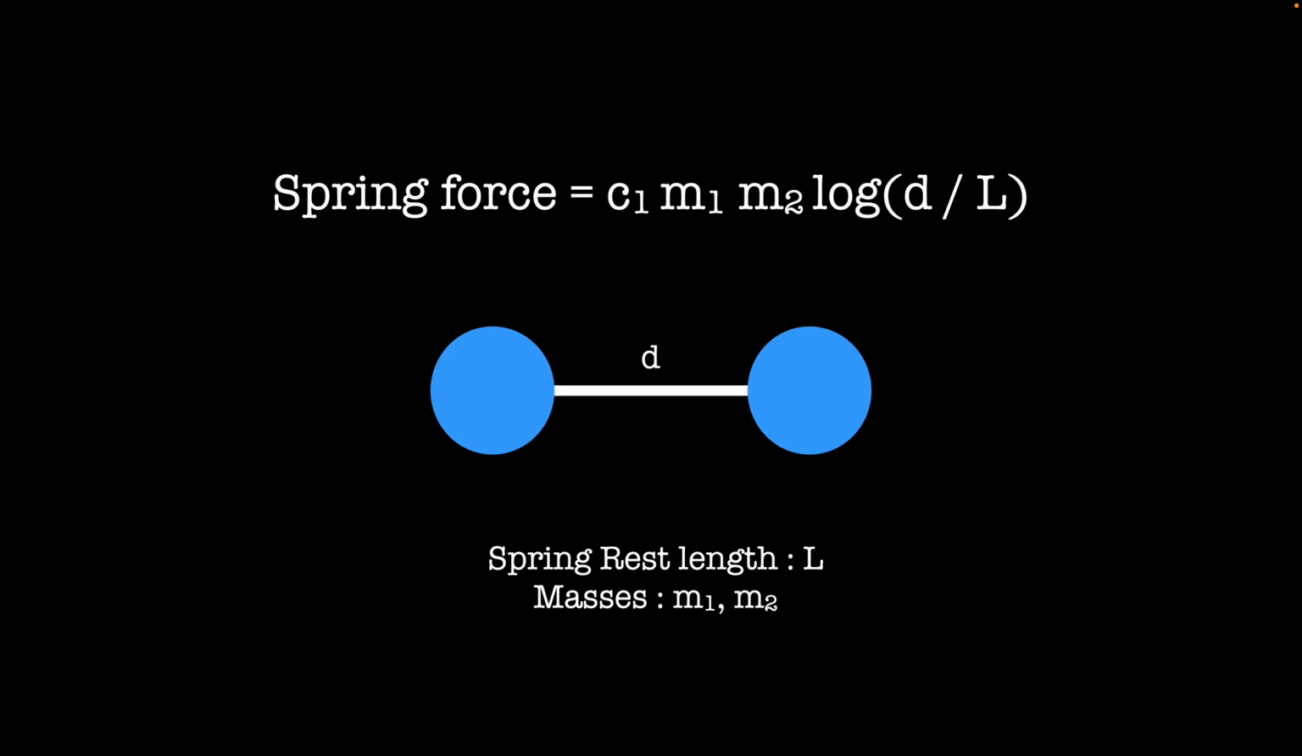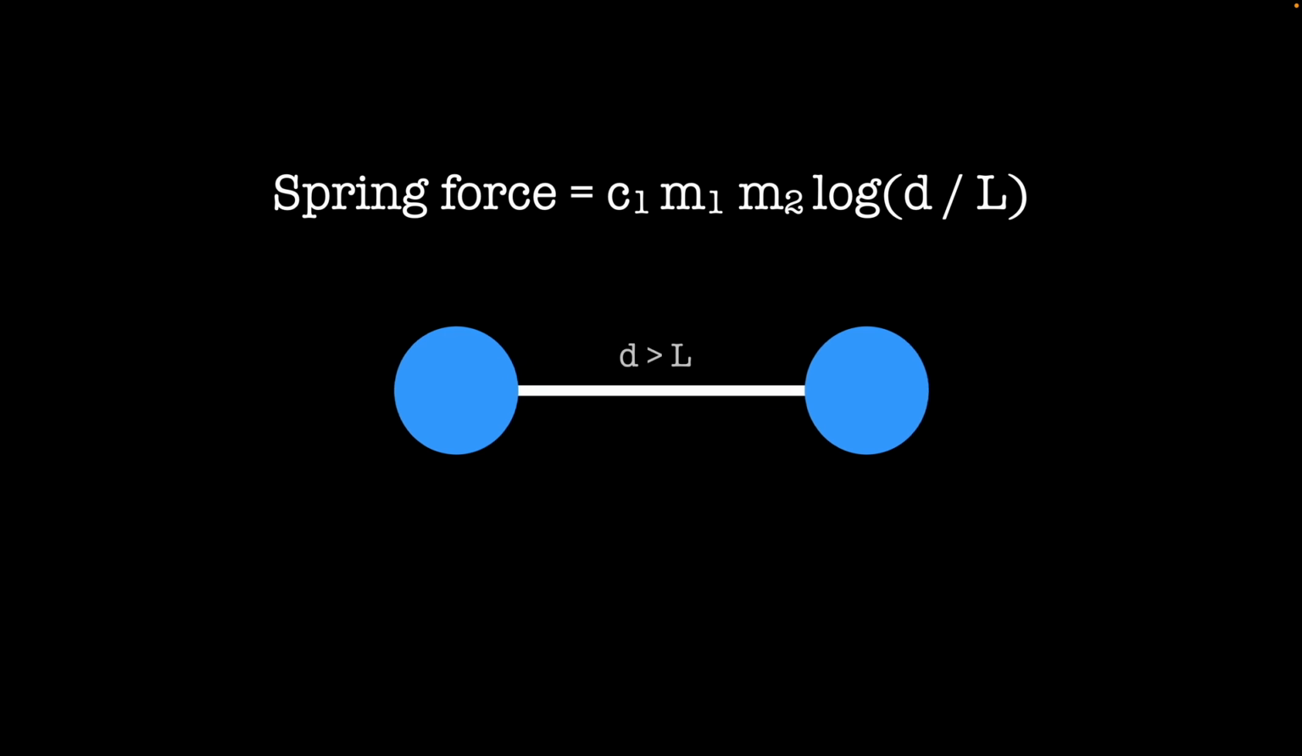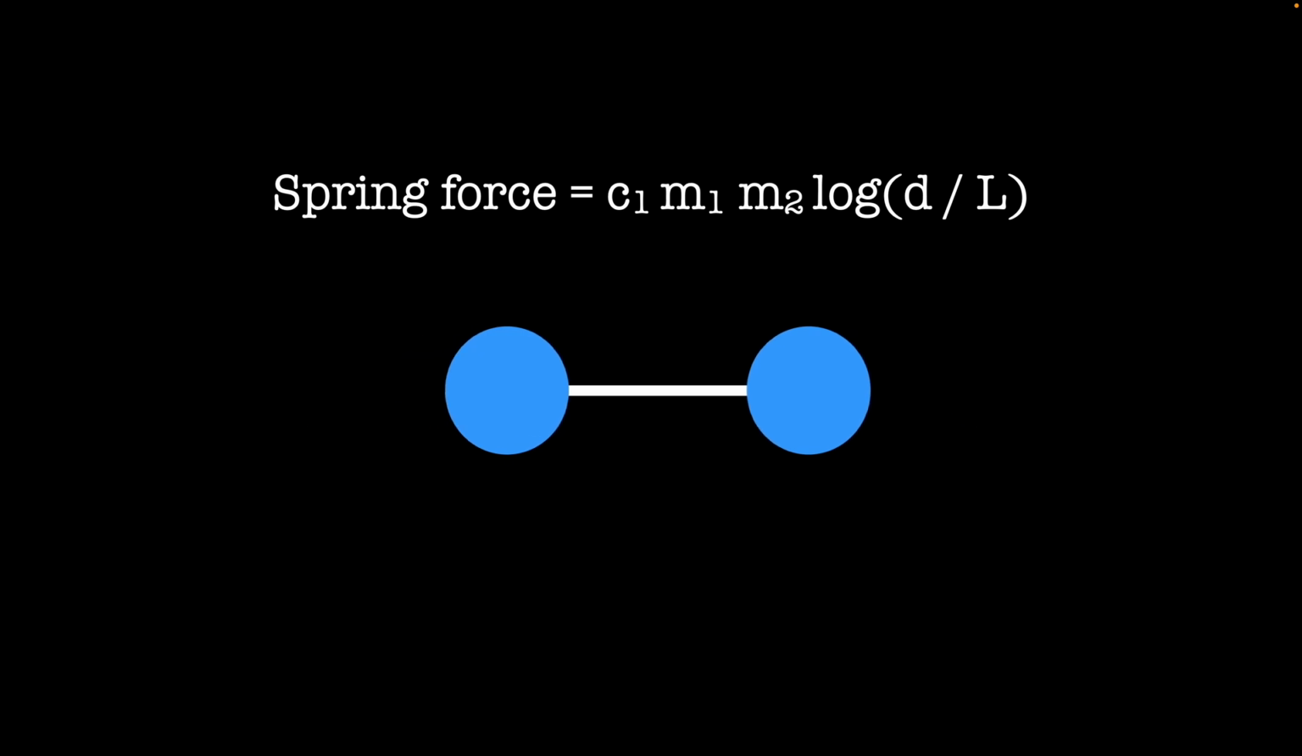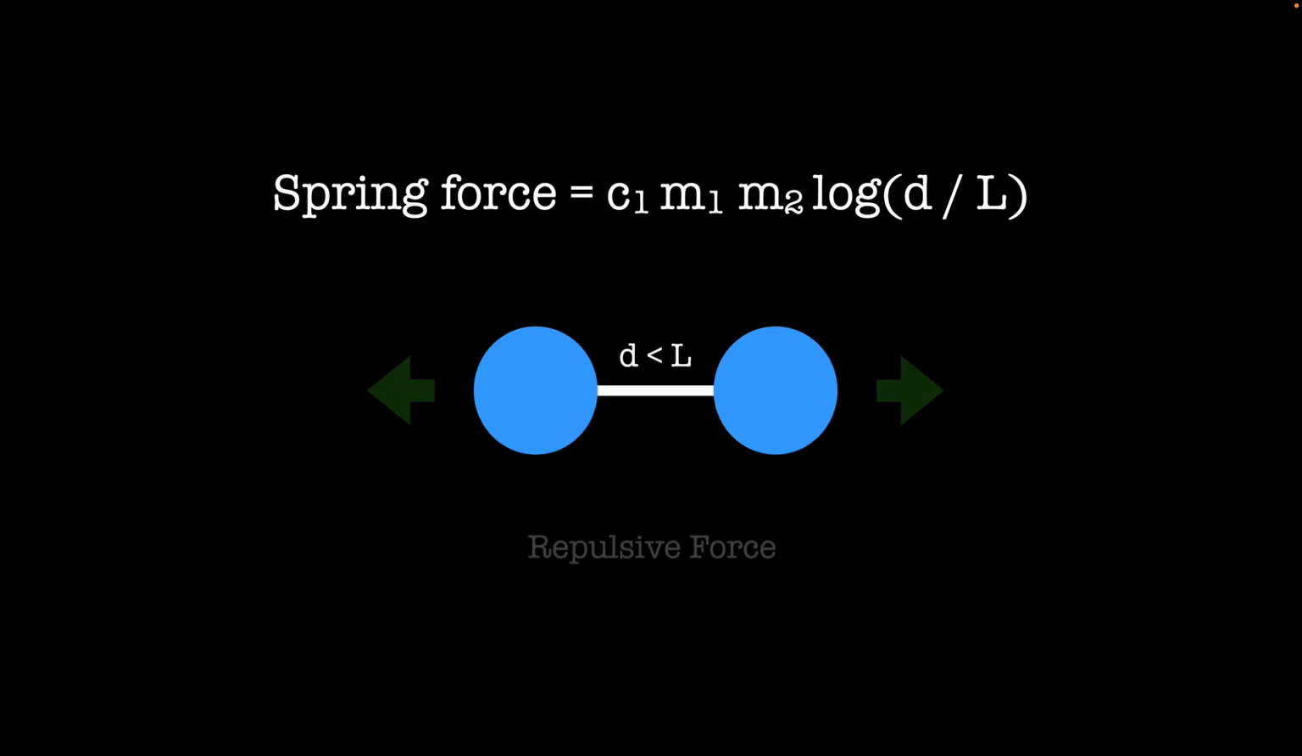As you can see, the quantity log d by L is positive when d is greater than L and negative when d is less than L, which means that when d is greater than L, we have an attractive force which pulls the objects towards each other. And when d is less than L, there is a repulsive force which pushes away the objects from each other.